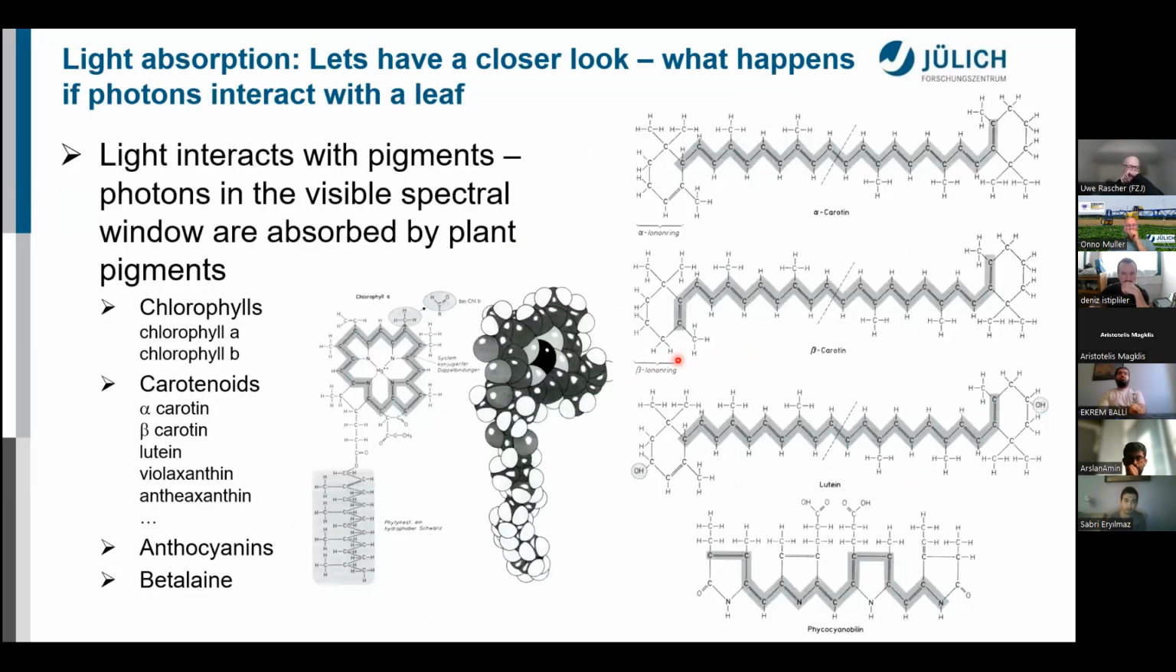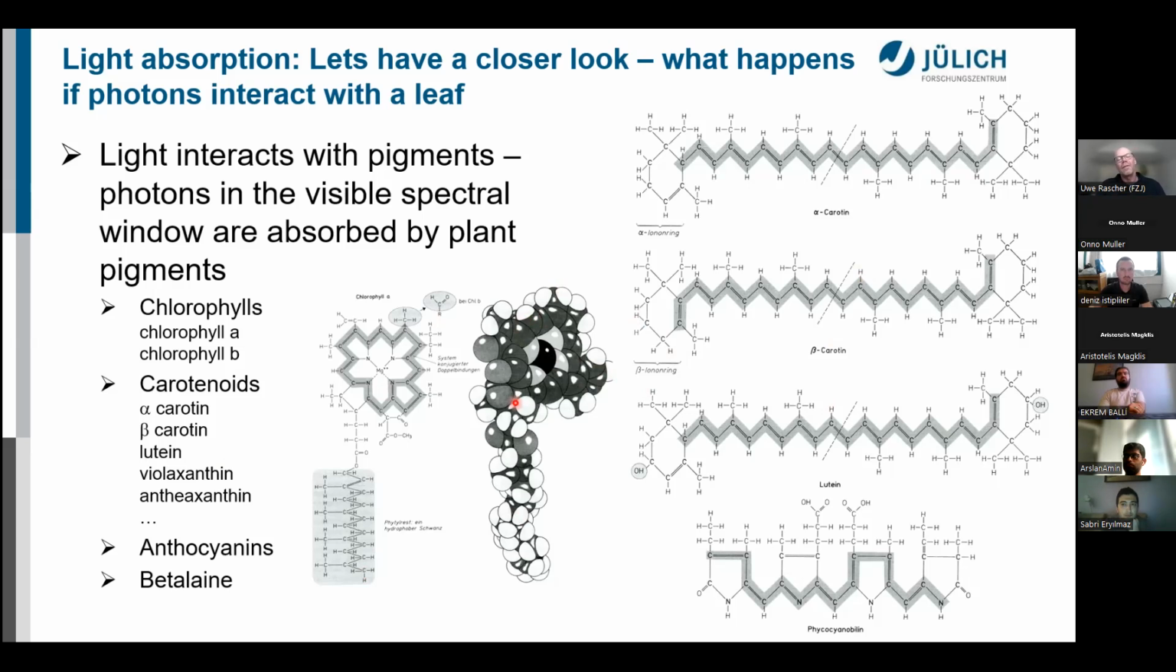But now back to the absorption. In essence, the most important part we are interested in is the absorbance of the photons with the material in our plants. And I now zoom into the molecules of the plants. And here you see the main molecules which you may be interested to measure: chlorophylls, carotenoids, anthocyanins, and so on.